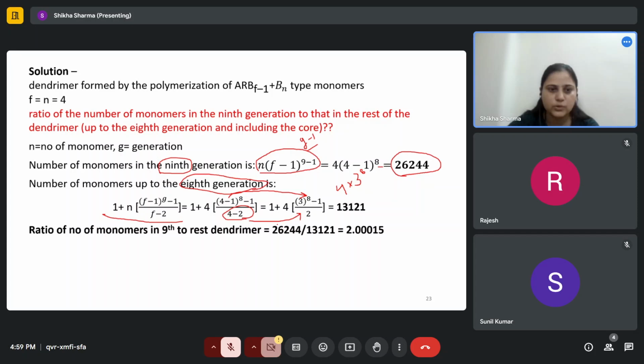13,121. So now we have the number of monomers in the ninth generation and the number of monomers in the eighth generation. So we can just take the ratio. The ratio of the number of monomers in the ninth generation to the eighth-generation dendrimer will be 26,244 divided by 13,121, and we get around 2. The ratio is around 2.